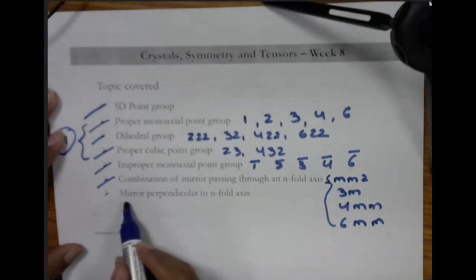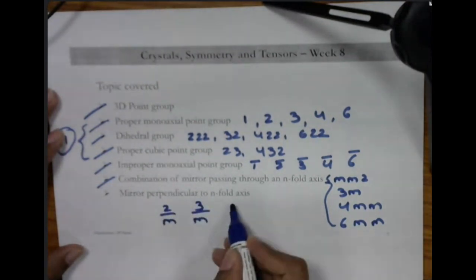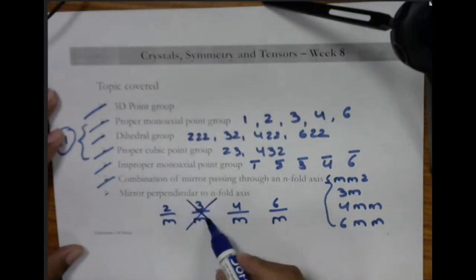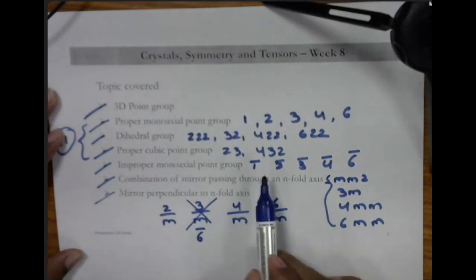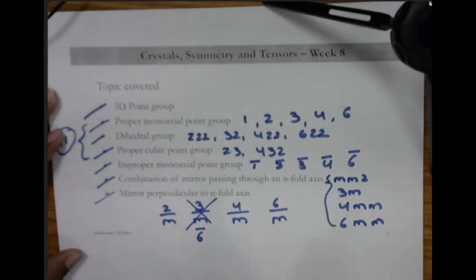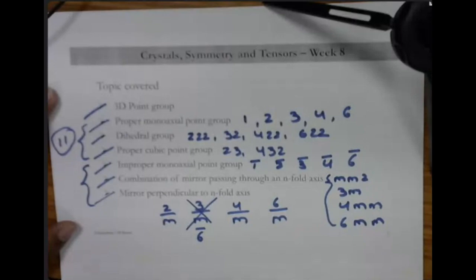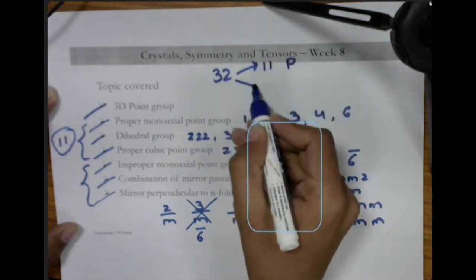Then there was a set where we discussed the mirror perpendicular to the n-fold. That is 2 over m, 3 over m, 4 over m, and 6 over m. Out of that, 3 over m has already been covered as 6 bar. So this is just a repetition, so we will not include that. With that, if we count, a total of 12 improper point groups have been discussed. There are a few more left which will be discussed in week 9. So out of 32, 11 are the proper and remaining are improper.